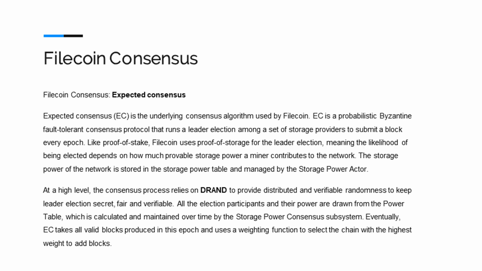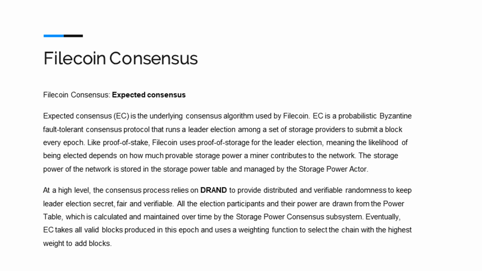Now, let's quickly cover how consensus works in the Filecoin network. Expected consensus, in short EC, is the underlying consensus algorithm used by Filecoin. EC is a probabilistic Byzantine fault-tolerant consensus protocol that runs a leader election among a set of storage providers to submit a block every epoch.